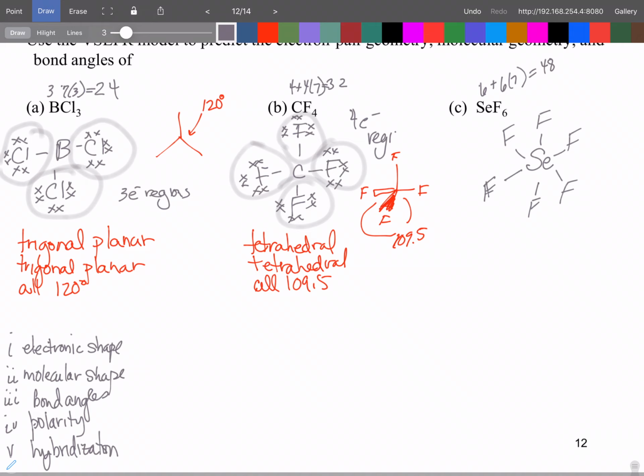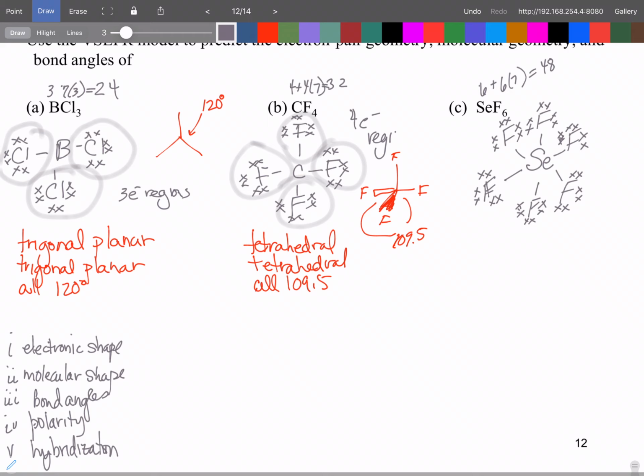So 2, 4, 6, 8, 10, 12, 14, 16, 18, 20, 22, 24. That's actually 2. 26, 28, 30, 32, 34, 36, 38, 40, 42, 44, 46, and 48. Now, some of these look a little bit goofy because of the north, south, east, west, and I got a little wonky. And that's okay. You can see where the bonds are, etc.